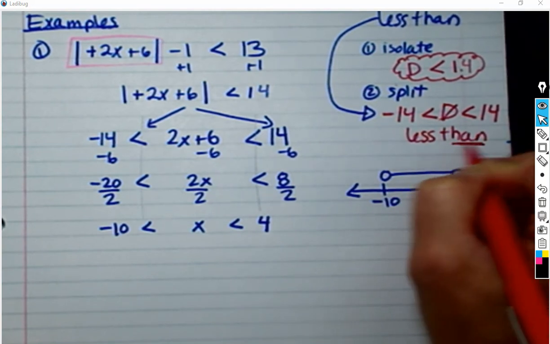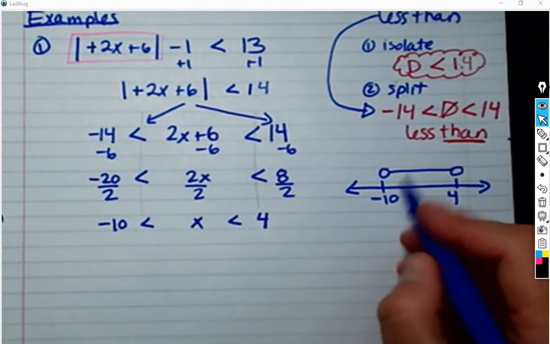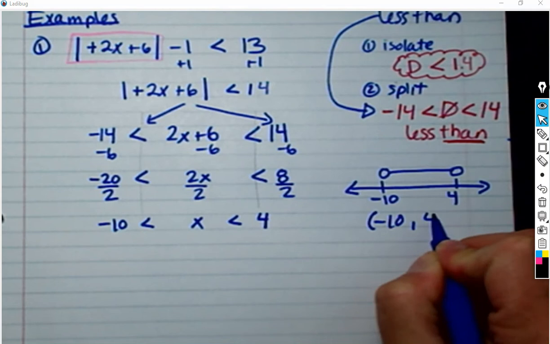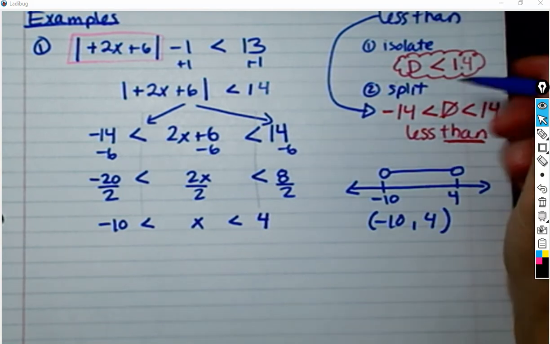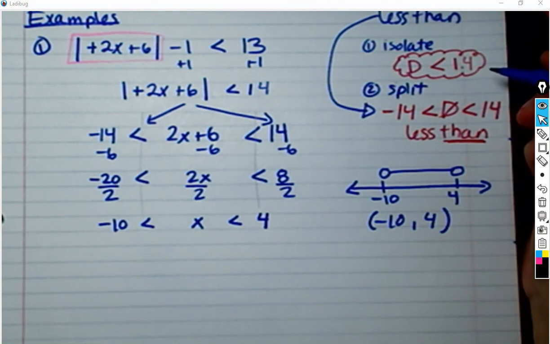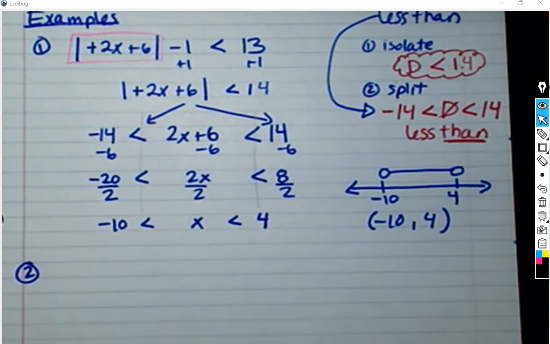Less than. Interval notation, just in case. Yes, it does. That goes along with the thinking. You got to just think about what absolute value means and make sure that it's reasonable before you continue. Correct. Okay. So, yeah, second one.